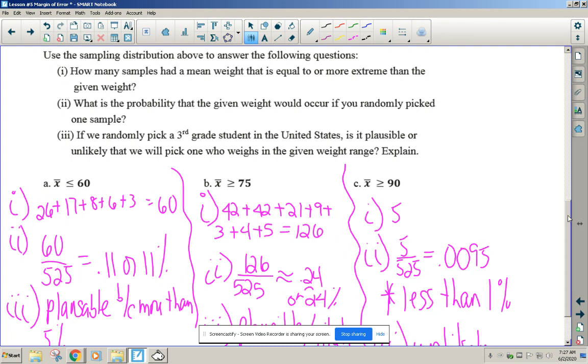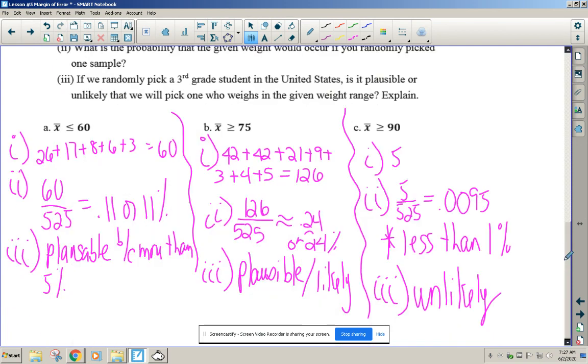B is more than plausible. It's actually reasonable. It's definitely likely. It's plausible, but it definitely falls more towards the likely category because 24% is almost 1/4. So that's pretty close. But C, to pick a child 90 pounds or more, that would be very, very unlikely.